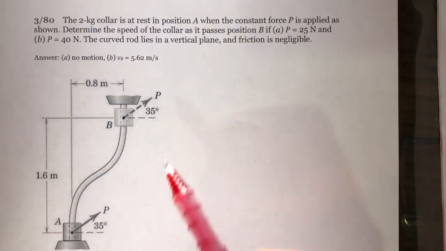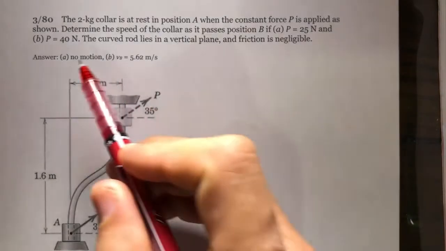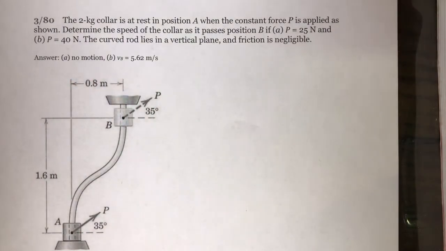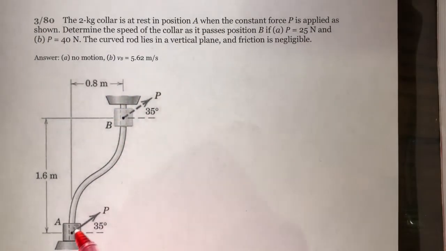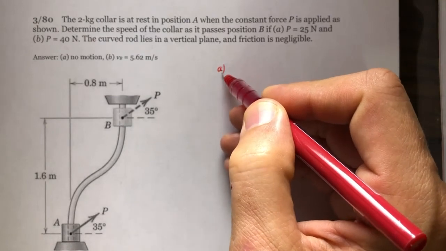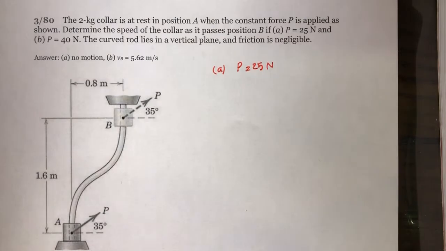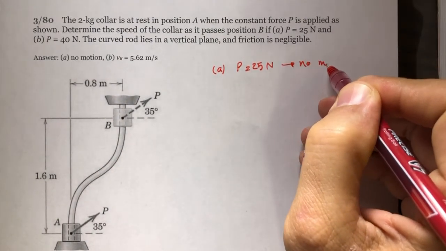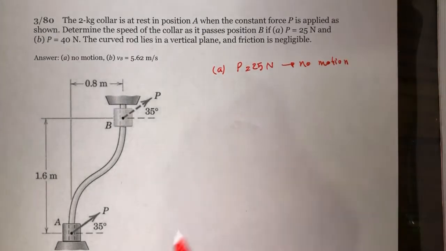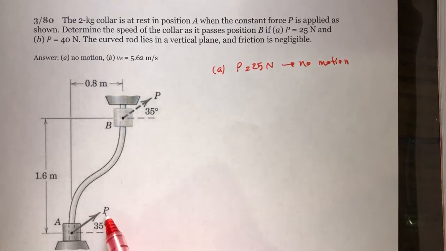We have two cases. In the first case, the force is going to be 25 Newton, and in the second case, force is going to be 40 Newton. In the first case, we are not going to have any motion, and I'm not going to prove it here for you, and you can think about it yourself. It's pretty easy. So there is not going to be any motion if we apply 25 Newton. Actually, the weight is going to be more than P times sine of 35.